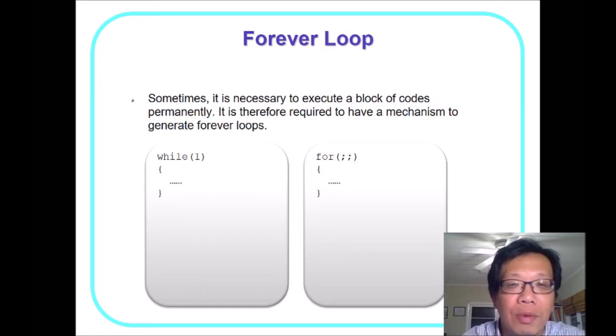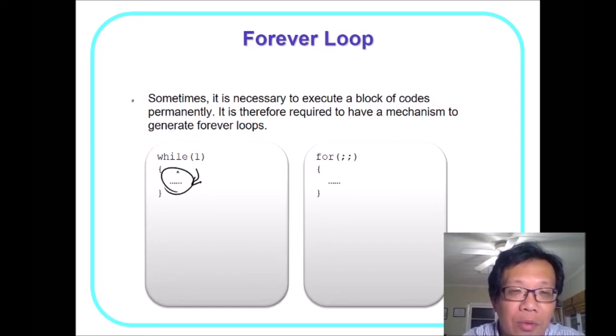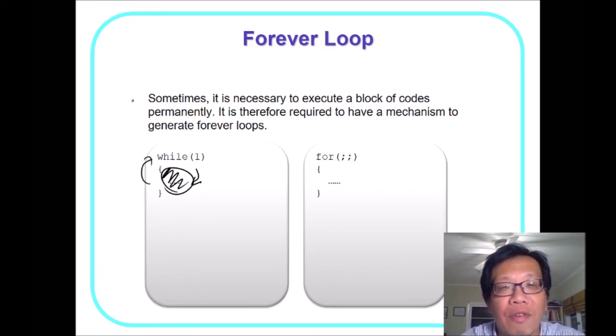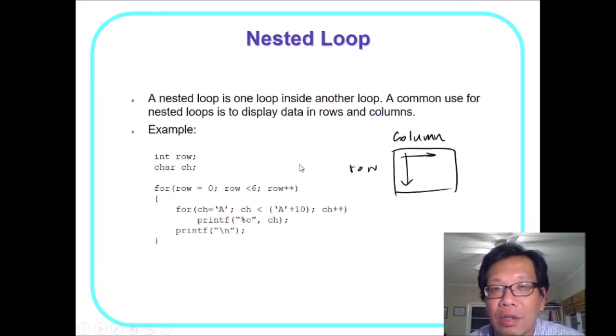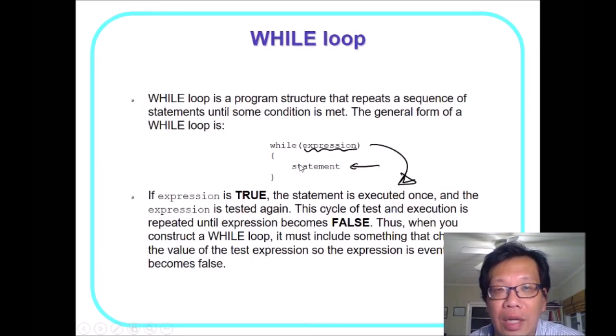There are 2 types of loop that can do such a thing. One is the while loop, the other one is the for loop. If we are doing while 1, we are running the code within the braces, but when we go back to check whether this condition is fulfilled, it is 1. When this is 1, let's go back to the previous slides and talk about what that actually means.